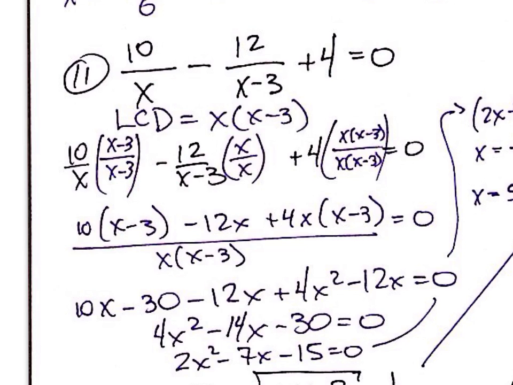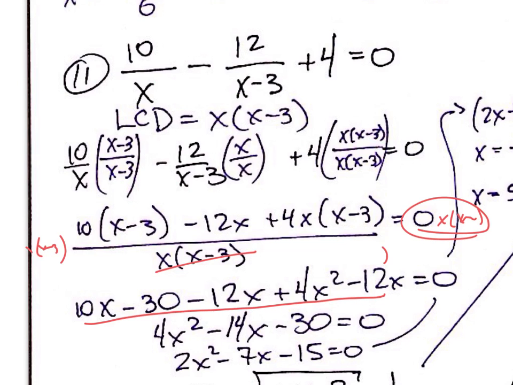So here's our LCD, we got this in the numerator, we got minus 12x, and we have 4 times x times x minus 3. At this point, notice how the denominator just disappears, okay? You can do that because what you're actually doing is multiplying both sides by the denominator, and 0 times anything is still 0, so that's out of there. And we have a much simpler equation where this is just the numerator from up here.